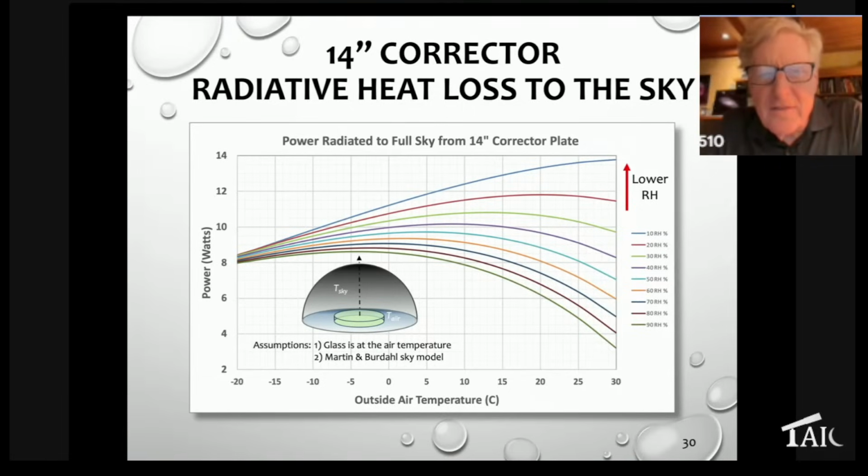Well, look at this. This shows the actual power. First, it shows the power loss, and we'll come back to how cold it gets in a minute. And you can see, let's just pick 10 degrees. We're losing somewhere between 8 and over 12 watts of power to the sky from this 14-inch corrector plate, depending on the humidity. We lose less power when it's more humid, and more power when it's less humid. Again, this is assuming the Martin and Bardell sky model, and it's assuming that the glass is held at the air temperature of the sky. So this is when you just first take it out and set it down.